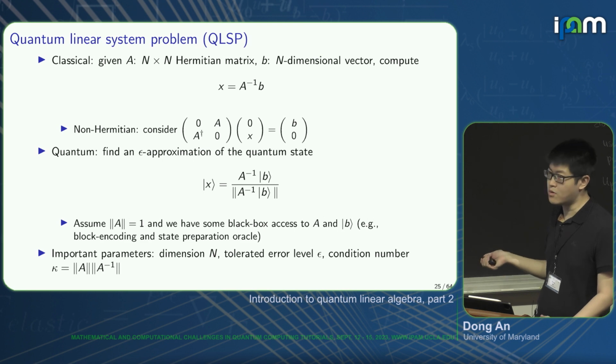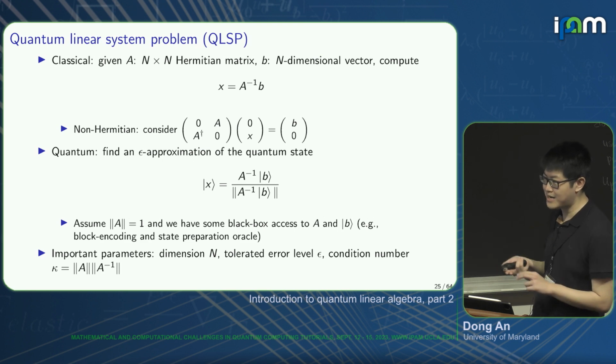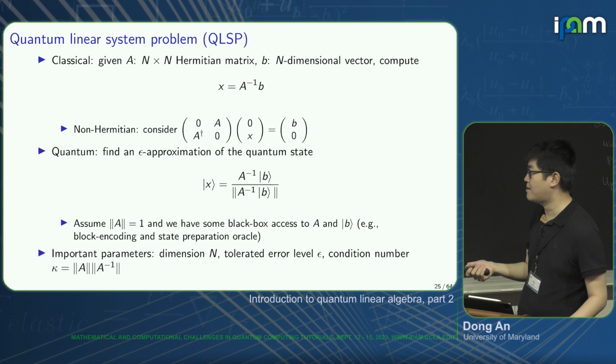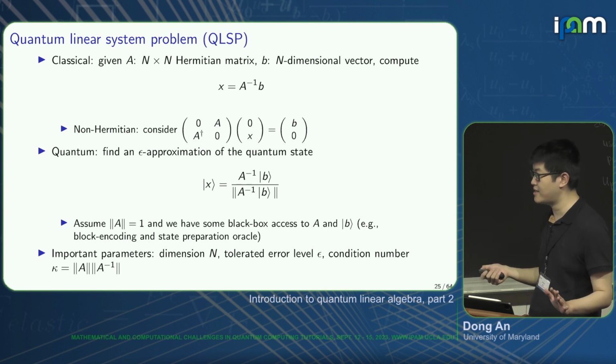But for simplicity, I will just assume this setup, and I will also assume that the spectral norm of A is equal to 1. So I have already renormalized my matrix, and I will assume some black-box access to the matrix A and B, as we discussed yesterday. Literally, I will assume a block encoding of A, and a state preparation oracle for B.